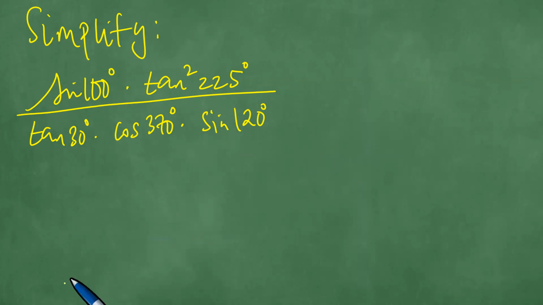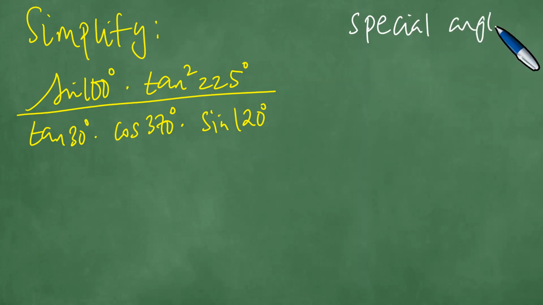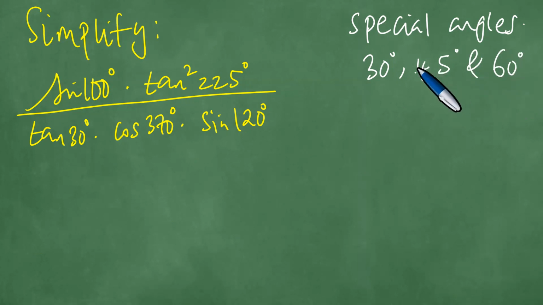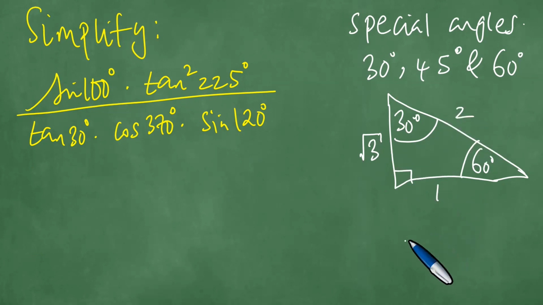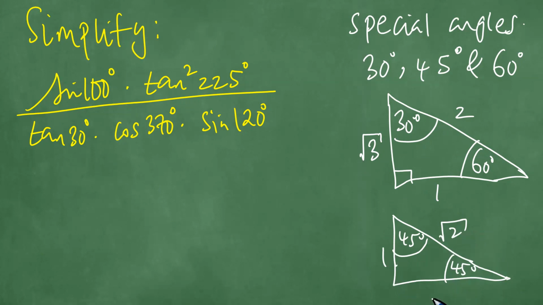Right, we need to simplify these, but on the side, I want to mention the special angles. What are they? 30, 45 degrees and 60 degrees. So 30 degrees, 60 degrees, square root of 2, 1, 1.